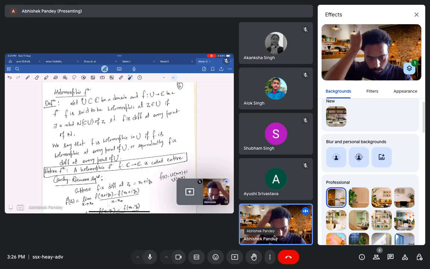Okay, so a holomorphic function from C to C is called an entire function. Means a function is said to be entire if it is differentiable at every point of C, the complex plane.